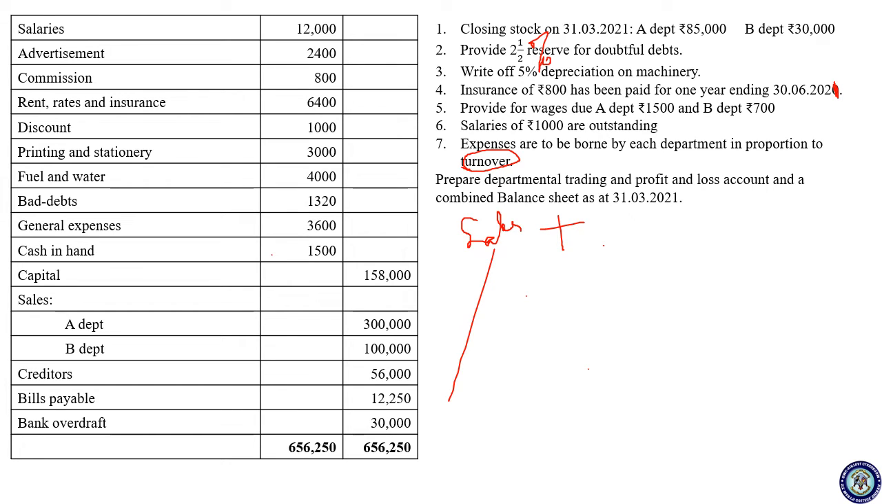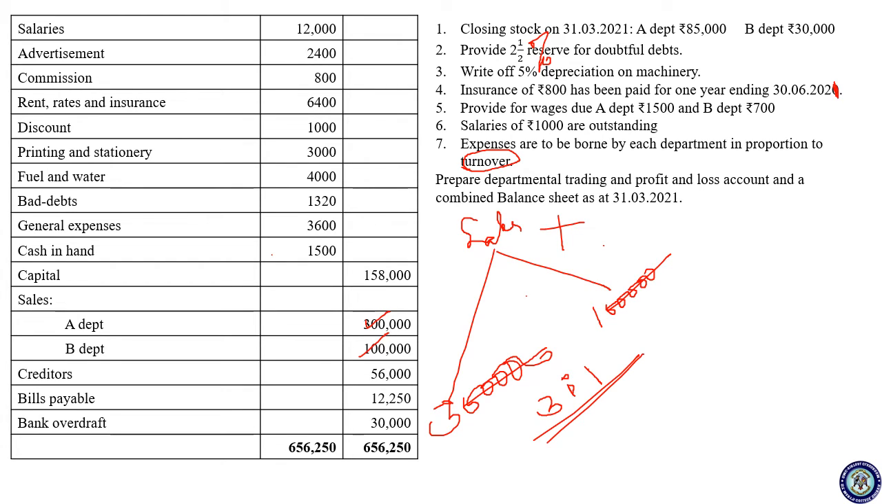Now what is the sale of A and B? See here, it is 3 lakh and 1 lakh. So on this ratio we have to apportion. Now how to find the ratio? Here, on both sides we have 5 zeros, so remove the 5 zeros. The remainder for A is 3, and for B is 1. So the ratio is 3:1. So all the expenses need to be apportioned on the basis of 3:1.